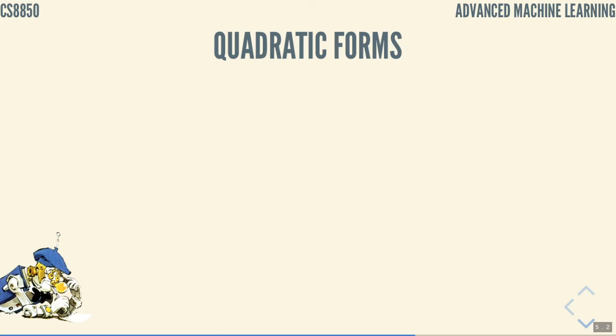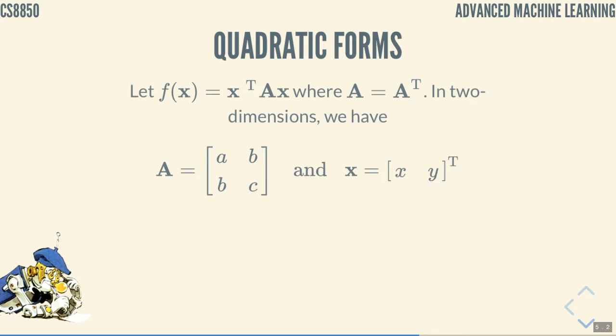And for quadratic forms, we have a vector function f of x. It takes a vector as an input and returns a scalar, like a single number, and it's defined as x transpose A x, and A is symmetric.